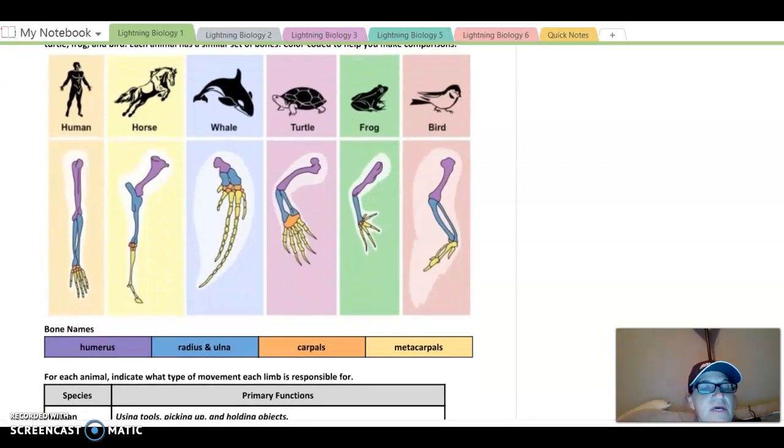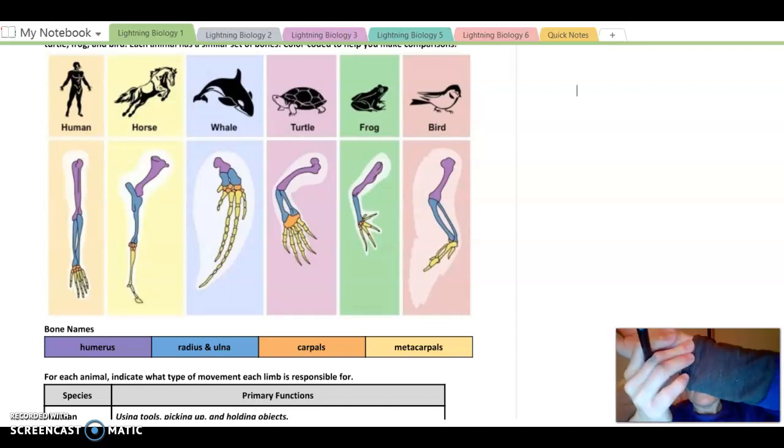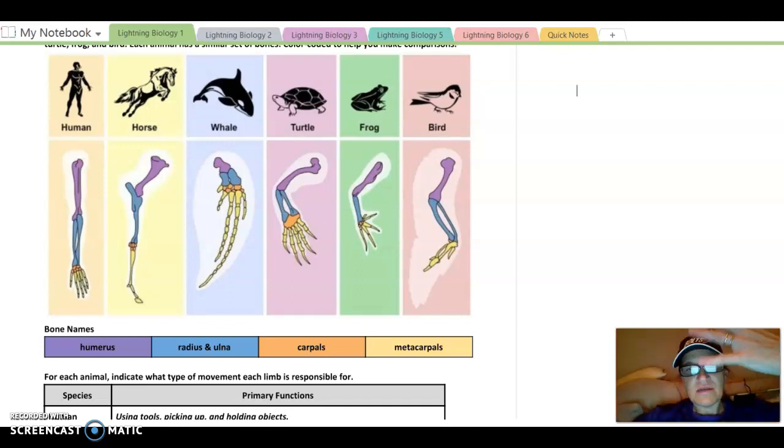Sorry about that, you guys. You'll see that in purple is the humerus bone. So all 6 of these organisms have a humerus bone. In the blue would be the radius and the ulna. That's actually 2 bones in most all of these organisms. The orange bones would be the wrist bones, or what we call the carpals. It's actually made up of lots of little bones in you and I. And then the metacarpals, which are your hand bones, which will lead to your fingers, which are your phalanges, and we'll just connect those 2 together.